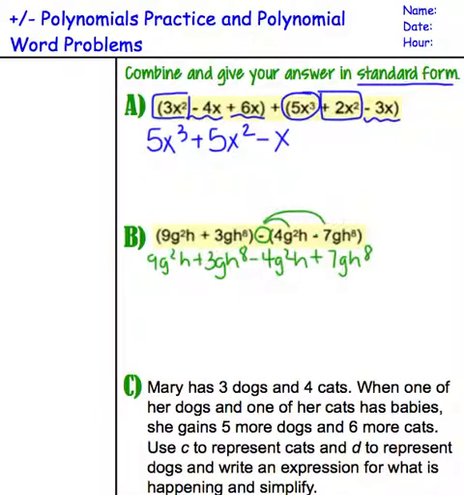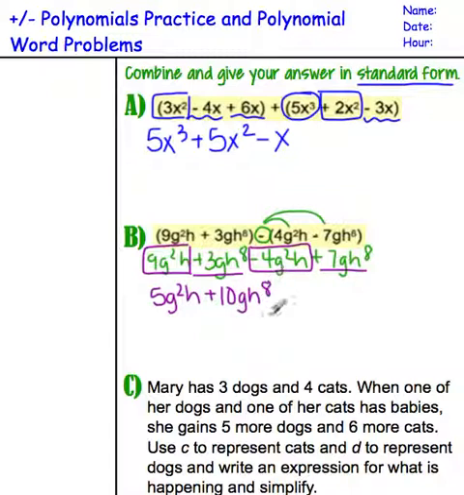When it comes to standard form, remember we need to go alphabetical order, highest power first, which would mean that our g squared h terms are what is going to go first. And we have 9 plus negative 4, or 9 minus 4, which is 5g squared h. And then we have plus 3gh to the 8th plus 7gh to the 8th. So 3 plus 7 is 10gh to the 8th. And that would be our solution.